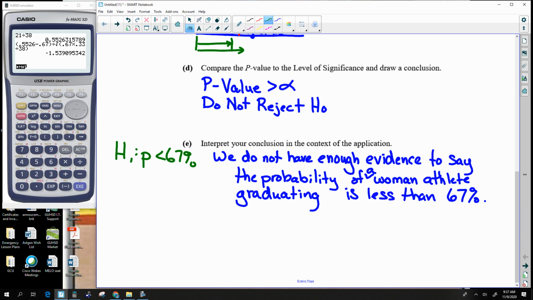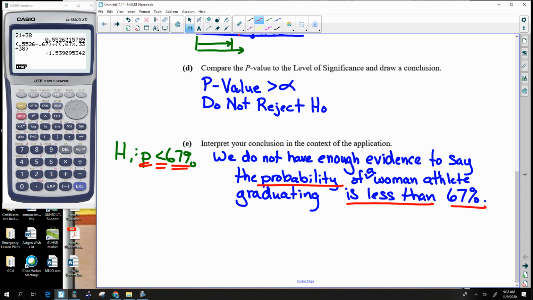I do want you to attempt the words, but really the important piece of this answer is that you say the words probability is less than 67%. Yes, I do want you to make an attempt at putting the correct context, but what I'm really grading it off of is, do you literally use the word probability, not the word proportion. I see the words is less than, not smaller than, not as good as or something like that. It is less than, and then 67%.